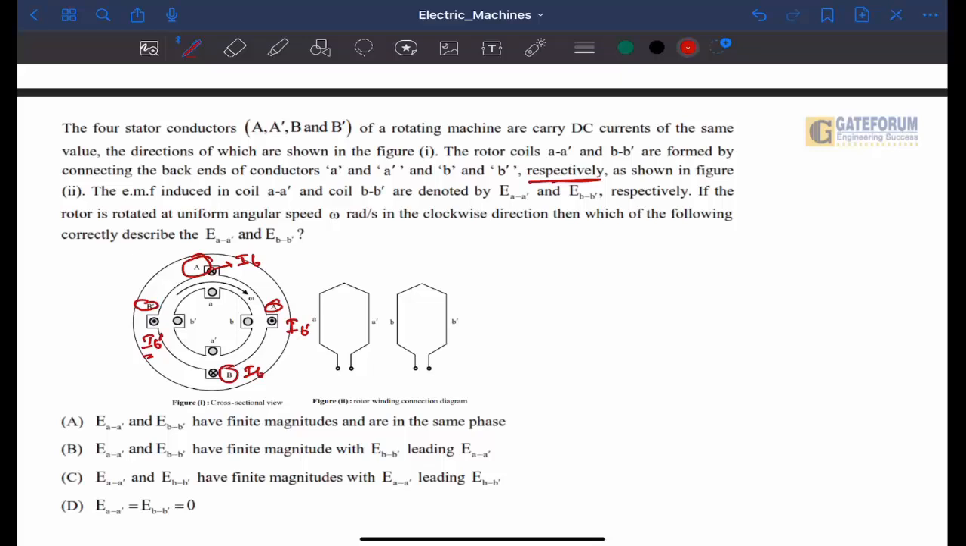We have to answer: the EMFs induced in coil AA dash and coil BB dash are denoted as EAA dash and EBB dash. This is the EMF induced in the respective conductors. If the rotor is rotated at uniform angular speed omega in the clockwise direction, then which of the following correctly describes the induced EMF across the rotor coils?